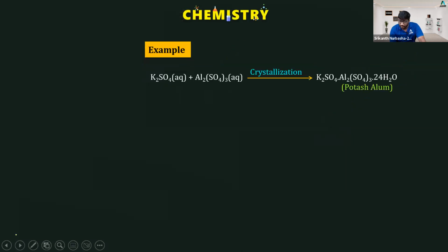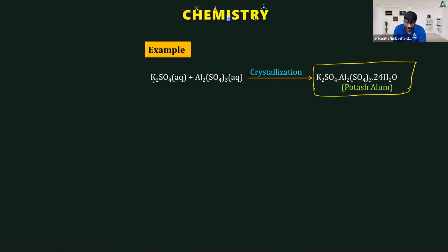Next example, potash alum. Write down, these examples are important. Questions like which of the following can be double salts can also come. K2SO4 plus Al2(SO4)3: potassium sulfate and aluminum sulfate we have added. We have done the crystallization and generated a salt: K2SO4.Al2(SO4)3.24H2O.